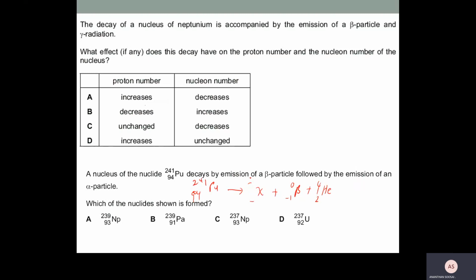So what should the value here be? 239. Yeah, so this should be 239. Down here is 93. Yes. So 239 93. Yeah, so A is the answer. So try to learn how to write the equations. Is it reactant or product? You have to check. Decay, product. Emit, product. Bombard with neutron, neutron is reactant. Okay.